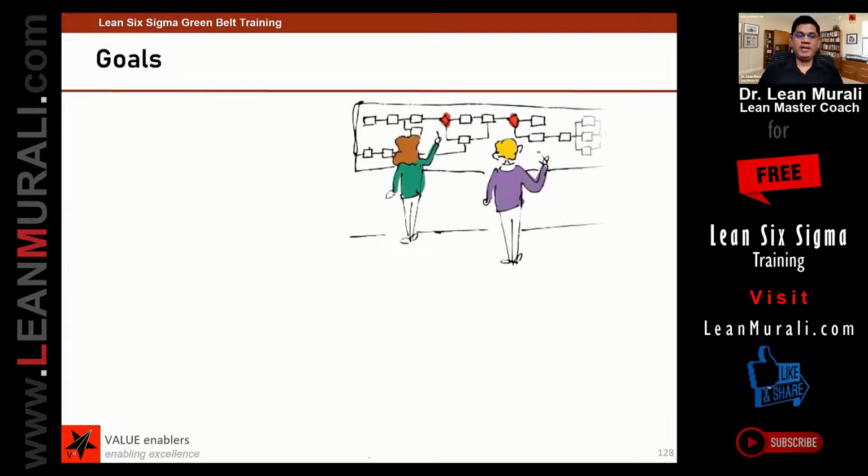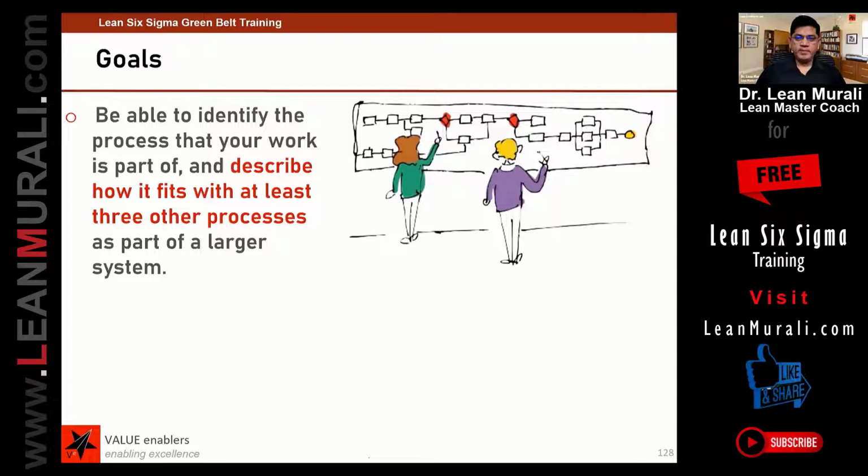Let's go into the goals of what we call process maps today. When we do this mapping physically, we use Post-it notes so that people can write and go from one place to the other. Be able to identify the process that your work is part of. If you are working in some process, you will be able to identify the red colored dots here. Probably these are decision making, and you can know, okay, this is my portion of the process, these are my portion activities in my process.